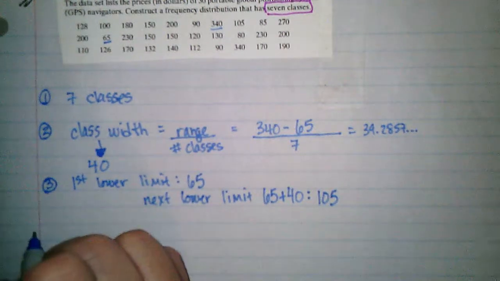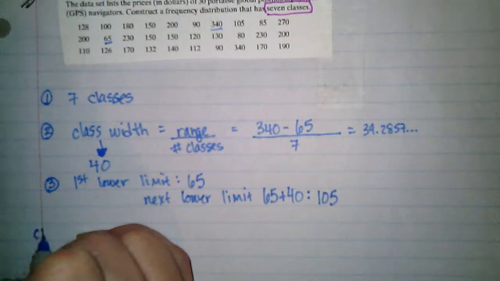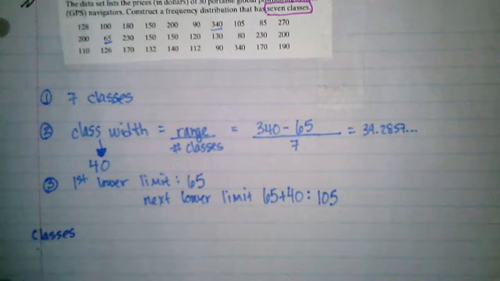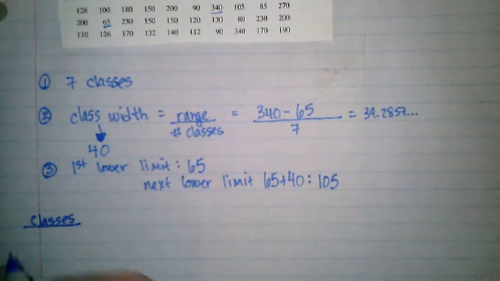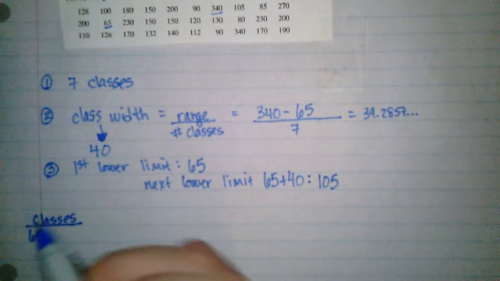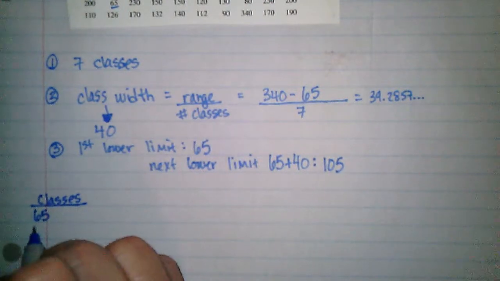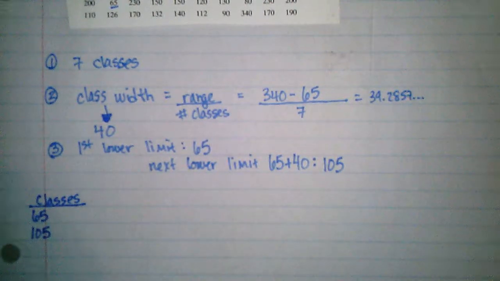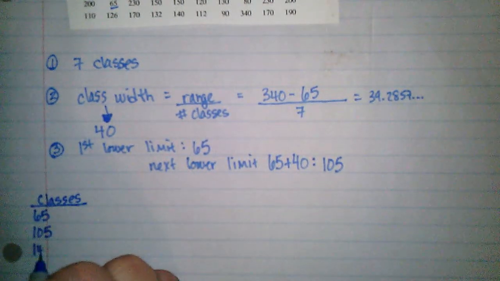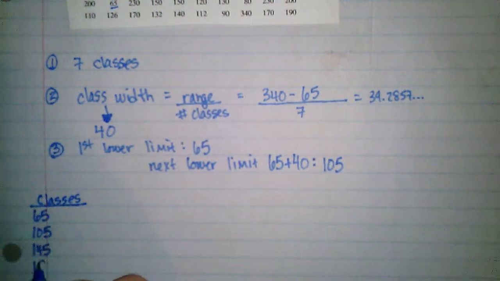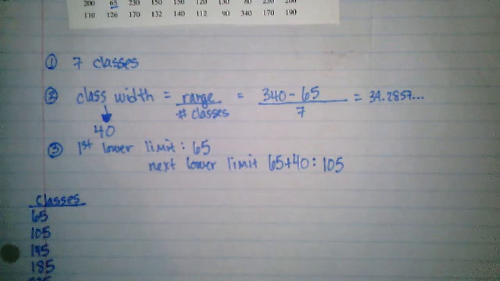So I'll go ahead and start a table here with my classes over here. And they are going to go 65. The next one was 105. The next one would be plus 40, so 145. Add 40 again, 185. Add 40 again, 225. Add 40 again, 265. And add 40 again, 305.